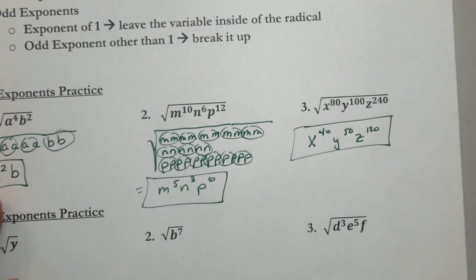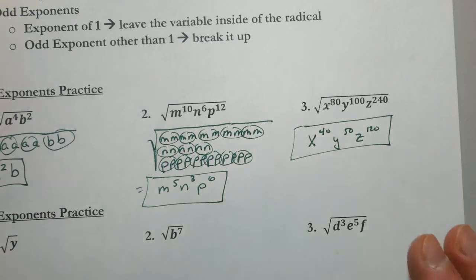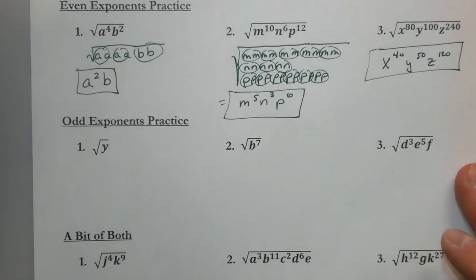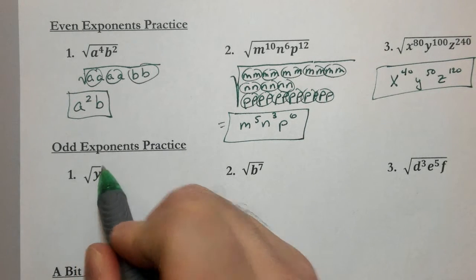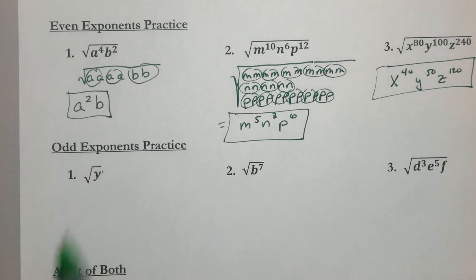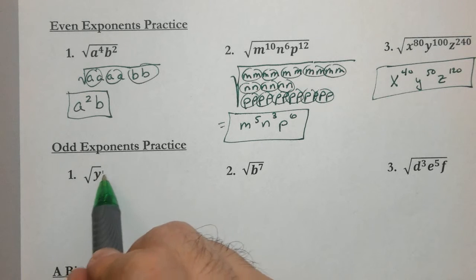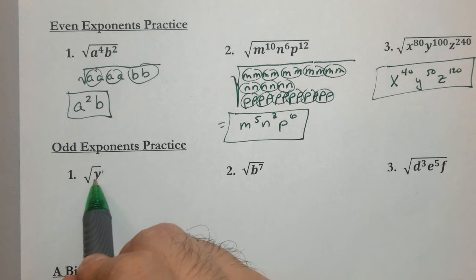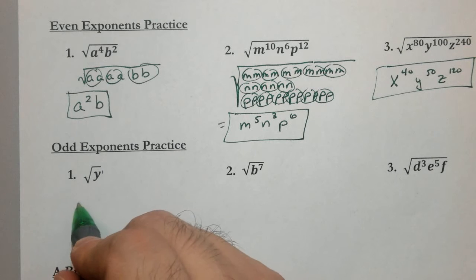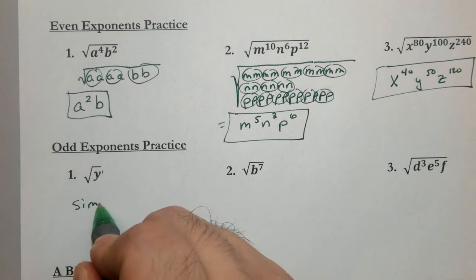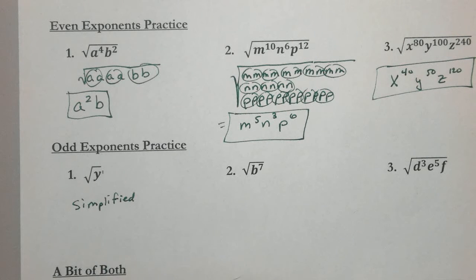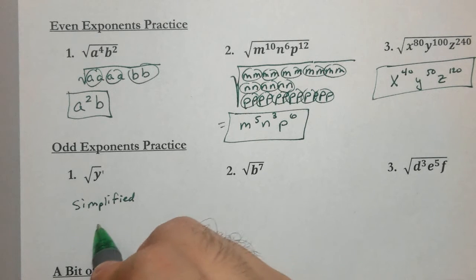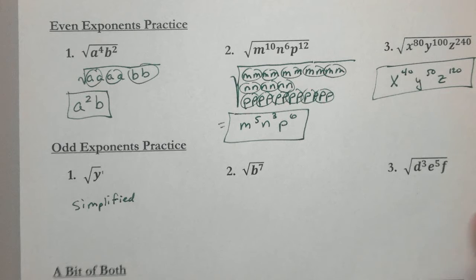If it was odd, that'd be a different story. But let's get to odds. So here we are, odds. The same idea. Now, in this one, this has an exponent of 1, and it cannot pair up with anything else. Matter of fact, it's already in the radical by itself, so this is already simplified. You can't do anything with this one. Now, that might seem like a cheap shot, but this is the best that it could be, and you kind of need to know that anyway.